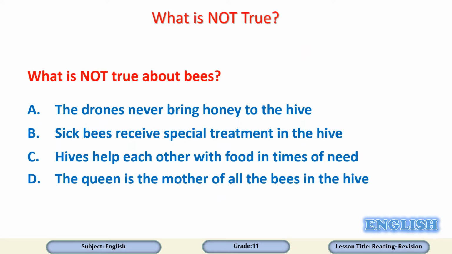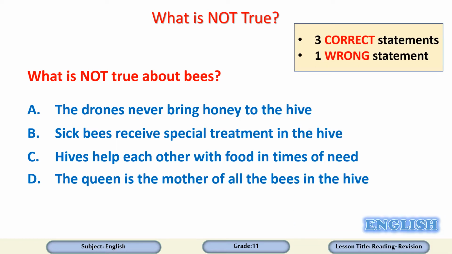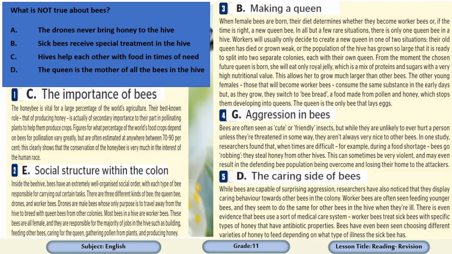We continue with another version of this question, but this time it's what is not true. In this question, we have 3 correct statements and 1 wrong statement. We'll do the same. We will check the information in the statements and the information in the text. Let's look at the statements and compare them to the text. Statement A, the drones never bring honey to the hive. The text says that in paragraph E, the drones are male bees whose only purpose is to travel away.